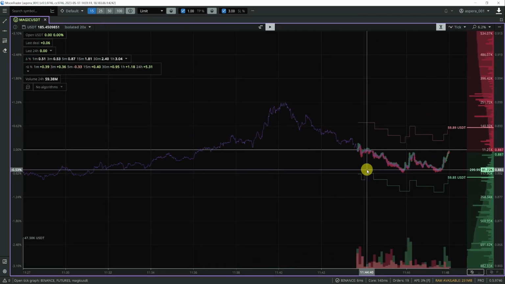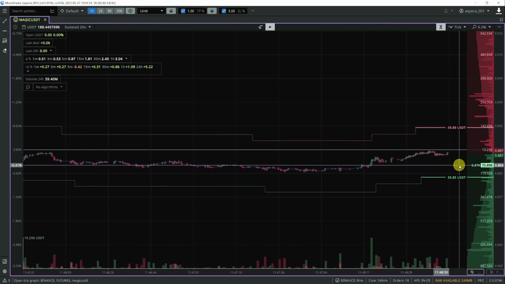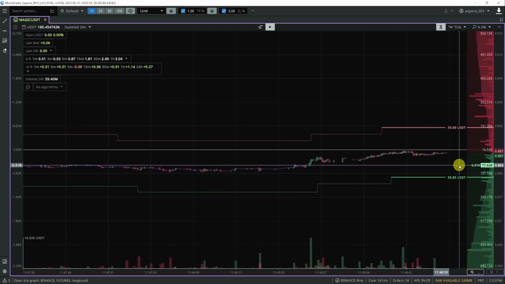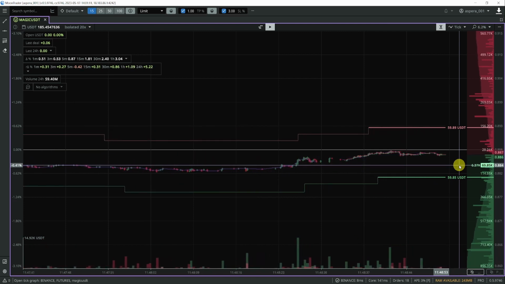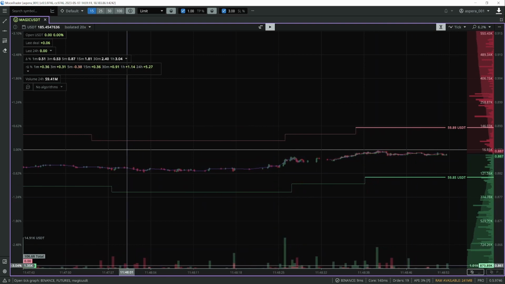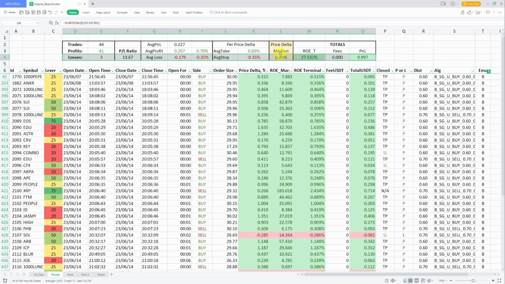Magic. Good luck. Good luck. I will report to you with the results of the trading, and I will try and find more insights here. I will see you next time for that.